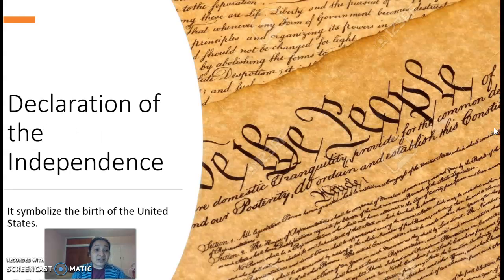So now the Declaration of Independence, what is that? It's when a group of men came together and said, we're going to write a declaration for the people of the United States. This is what the United States is and what we need to do. So a group of great men came together. It symbolized the birth of the United States.